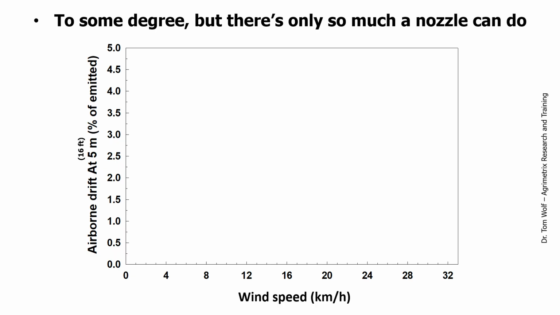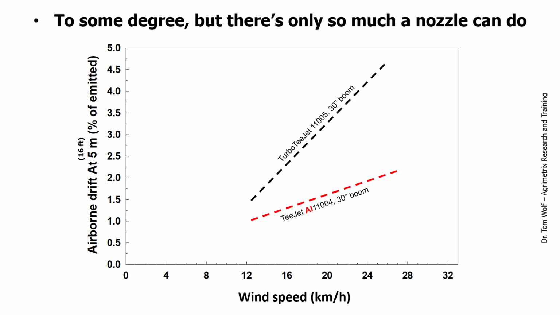Here's another way to look at it, though. There's airborne drift at the left, the vertical bar, and at the bottom there's your wind speed. So let's say we're using a nozzle. This is a Turbo T-Jet 11005. It's pretty classic. It's nothing to write home about, but you're using it on a boom that's 30 inches off the target. And you can see that as the wind speed increases, the amount of airborne drift increases. That's why it's going low to high. The higher the wind, the more drift.